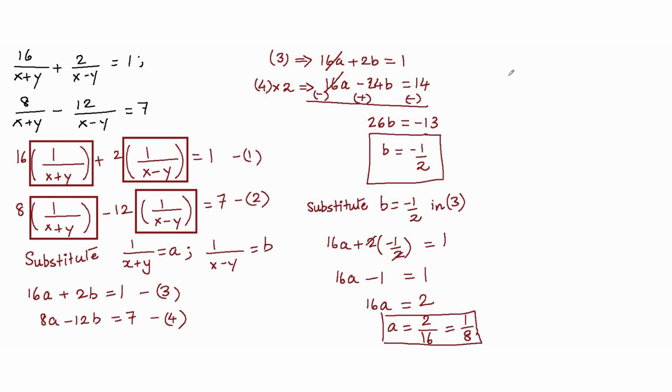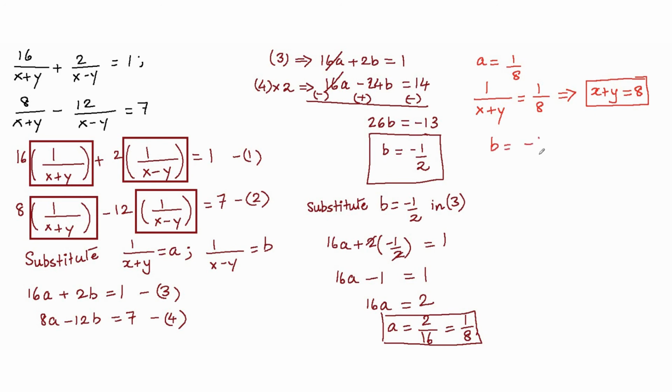So the value of the variable A is 1 by 8 and the value of the variable B is minus half. But A and B were not my original variables. My original variables were X and Y. So A is equal to 1 by 8, but A is basically 1 by X plus Y. So 1 by X plus Y is equal to 1 by 8. Cross multiplying, I get X plus Y is equal to 8. That is my next equation.